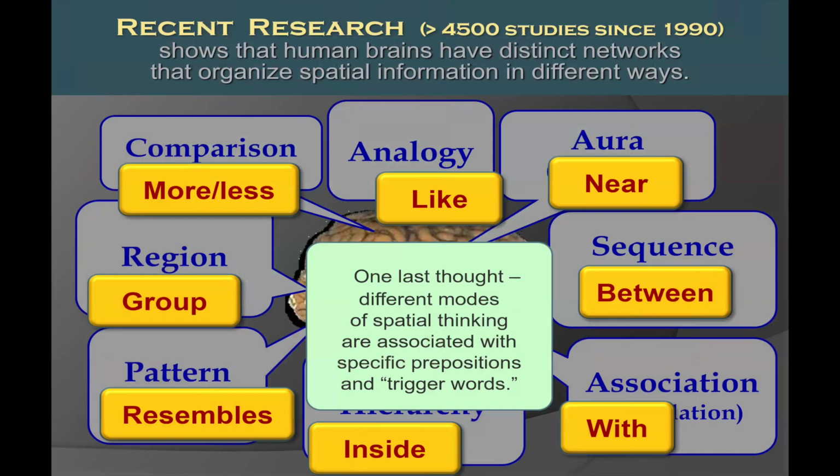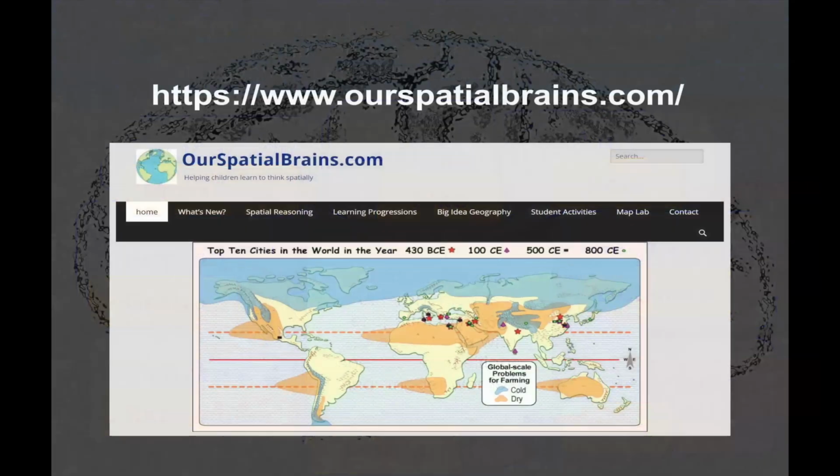So, different modes of spatial thinking are associated with specific prepositions and trigger words. And on the website, we've got a page of trigger words that are shown to trigger using particular modes of thinking. One of the websites is one called ourspatialbrains.com, and you just have to kind of nose around in there. It's got student activities, it's got idea geography, it's got learning progressions. What do you do in early grades and later grades? Got all kinds of cool stuff.